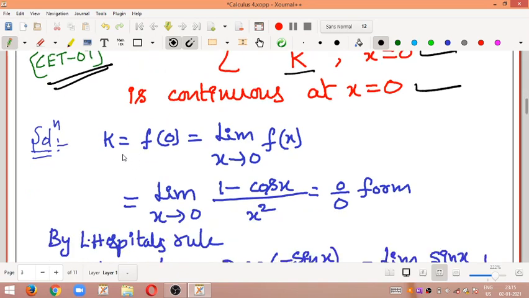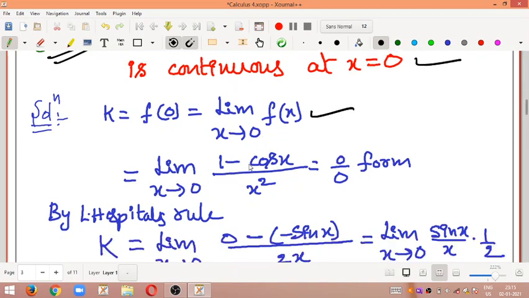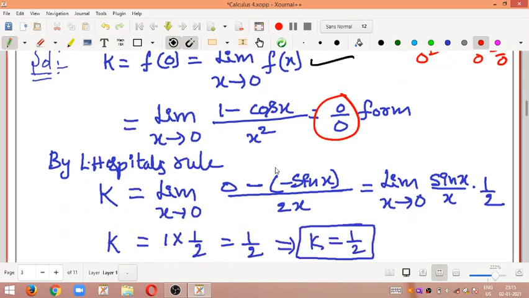So for that purpose, k is equal to f of 0, that is equal to limit x tends to 0 f of x. We all know that f of x value is 1 minus cos x by x square. By approaching x to 0 means 1 minus cos 0 by 0 square. Cos 0 value is 1, 1 minus 1 is 0, so that's why 0 by 0 form will come. So to avoid this 0 by 0 form, we must follow the L'Hospital rule.